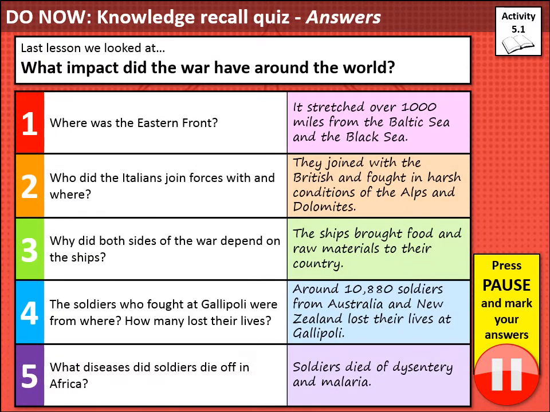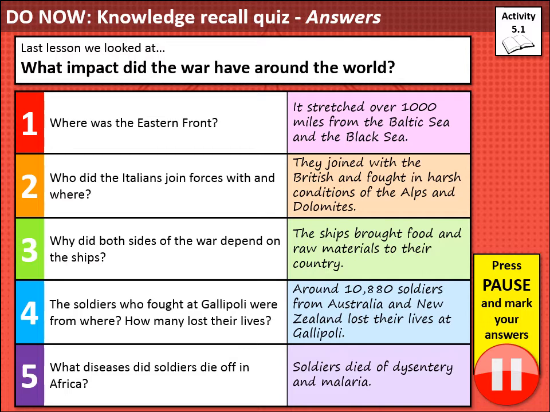So let's have a little look at our answers and you can mark them off as you go along. As you may remember, the Eastern Front stretched over 1,000 miles from the Baltic Sea to the Black Sea. The Italians joined forces with the British and fought in harsh conditions of the Alps and Dolomites. You might remember that soldiers had to climb steep mountains and cut shelters in the rock.